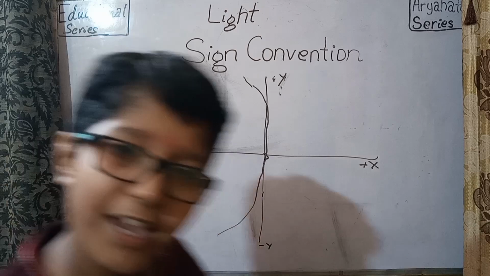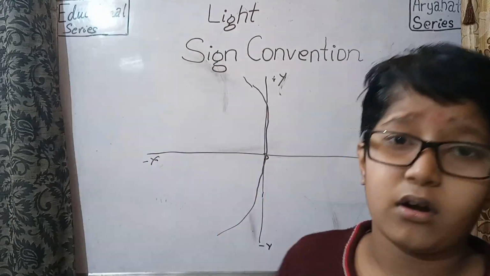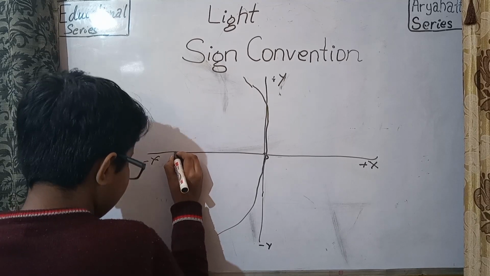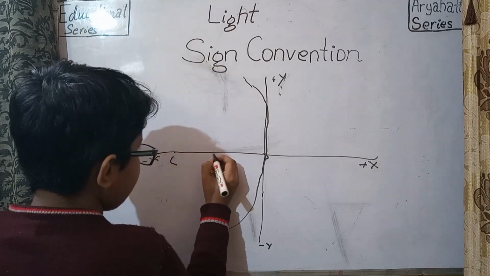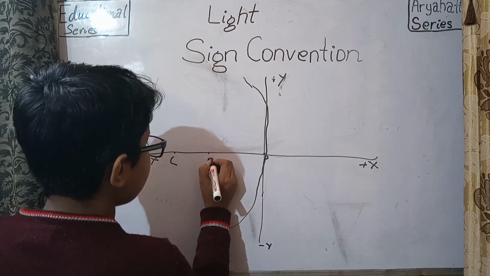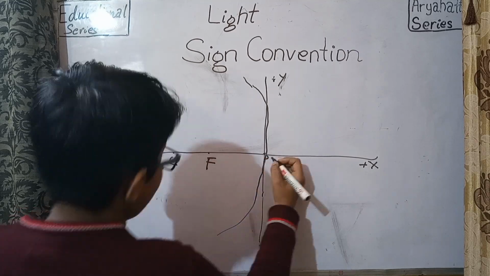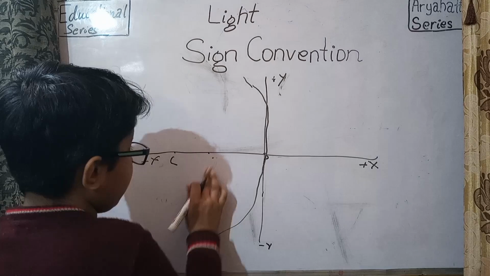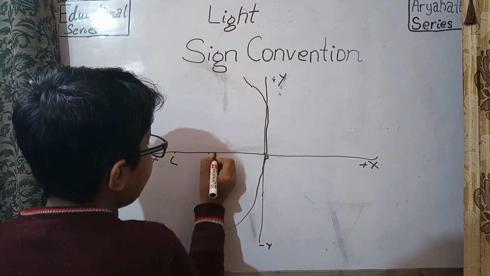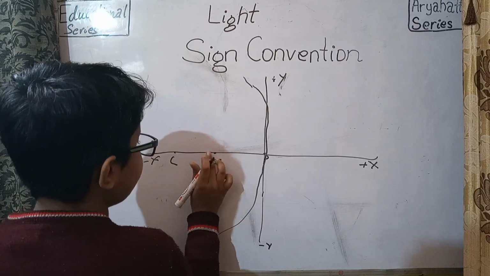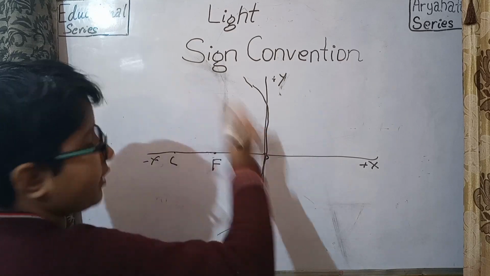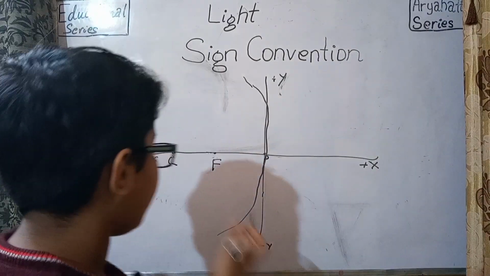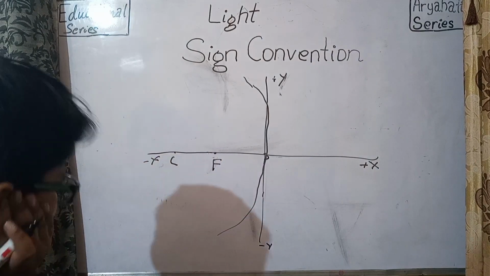Now in a concave mirror, what are the components of a mirror? See, center of curvature, pole, focus and the pole. Now if we have the height of the image of a concave mirror, if we have the real image or the image here like this.